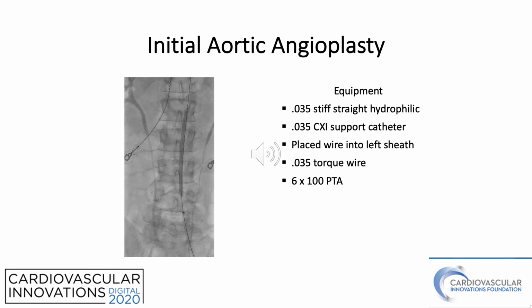Our initial approach included opening up the abdominal aorta and then into the iliac artery. We utilized an 035 stiff hydrophilic wire, as we talked about. This was exchanged with a 035 CXI support catheter for a torqueable 035 wire, and that was all placed into the left sheath. We then did a balloon angioplasty with a 6x100 PTA angioplasty balloon of the abdominal aorta.